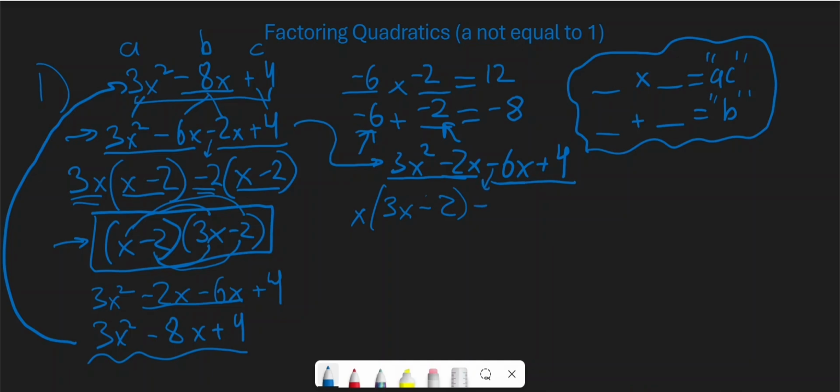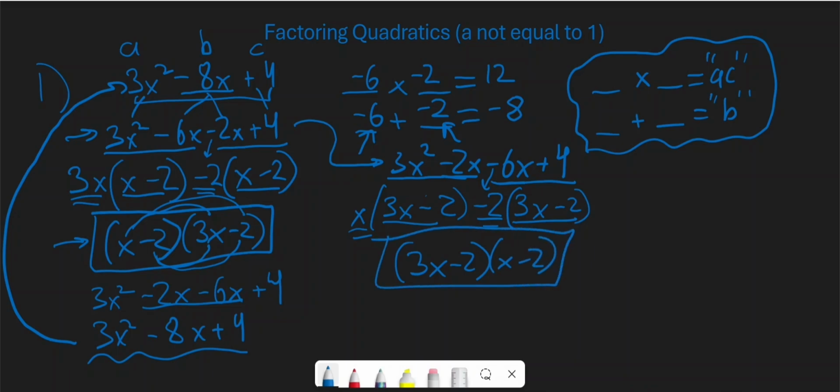And the 6x and 4 have a common factor of 2. So negative 2 times 3x gives you a negative 6x, and negative 2 times negative 2 gives you a positive 4. And again, this is your common factor, so that's your first factor of the quadratic. And the other factor would be whatever's left over, which is x minus 2. And this right here would be the same answer as what we had right over there. Yeah, the factors are flipped over, but that doesn't matter.